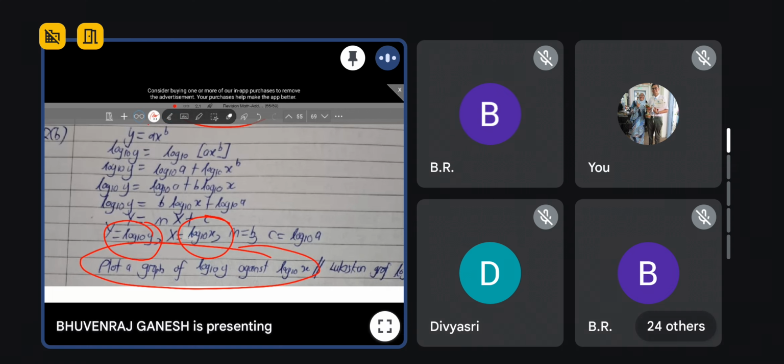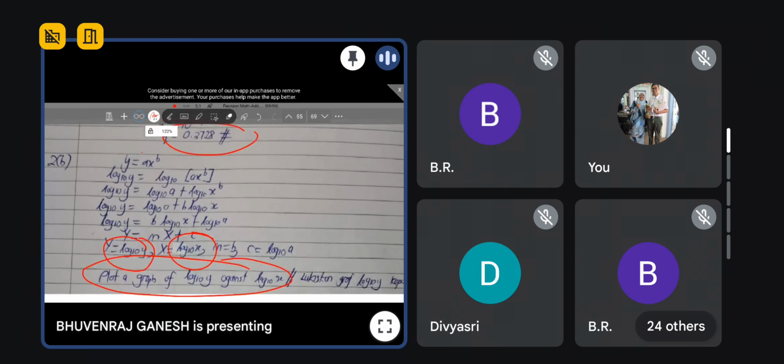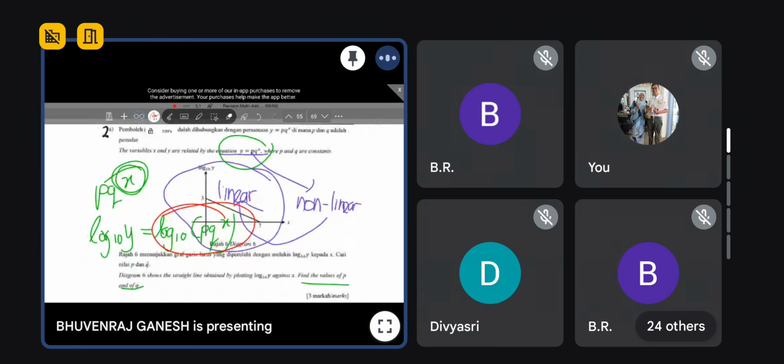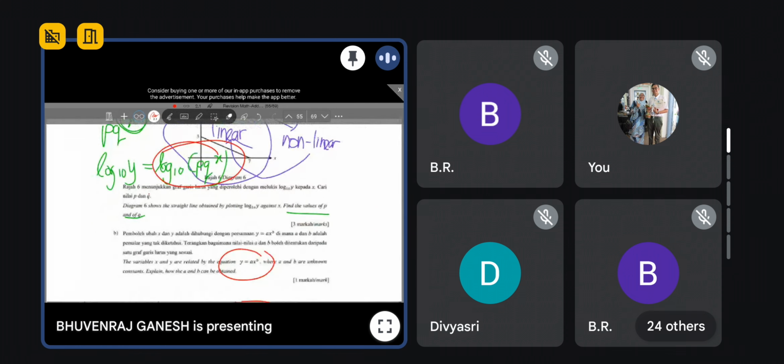For 2B, this one only 1 mark. So kamu buat panjang pun still 1 mark only you get. Tak akan dapat lebih. Okay, are you clear guys with question 2 how to solve? 4 marks total. Should be able to get 4 marks.